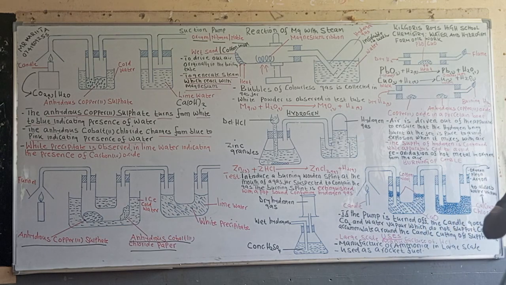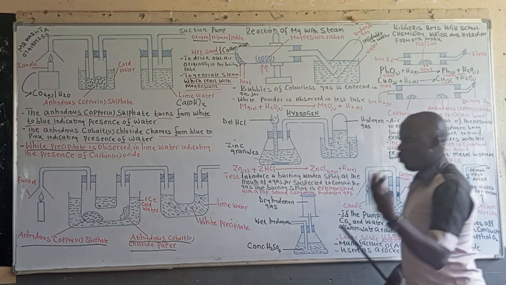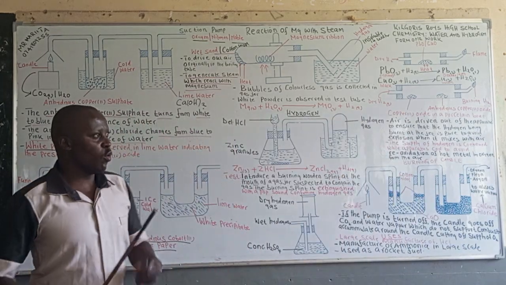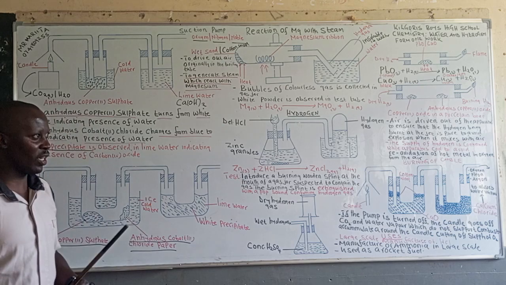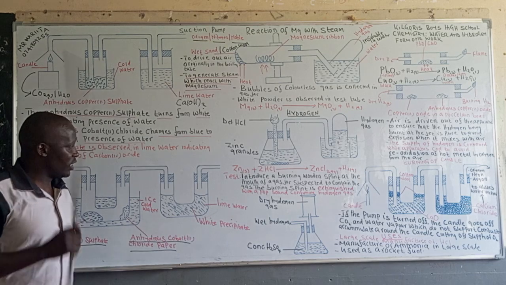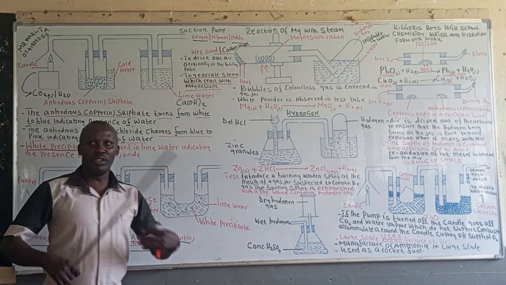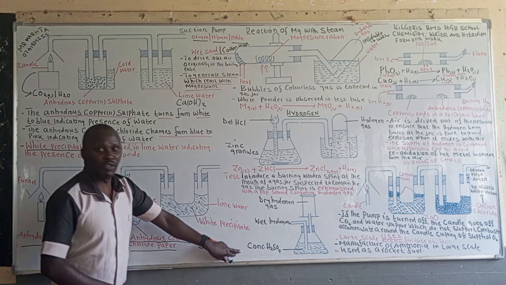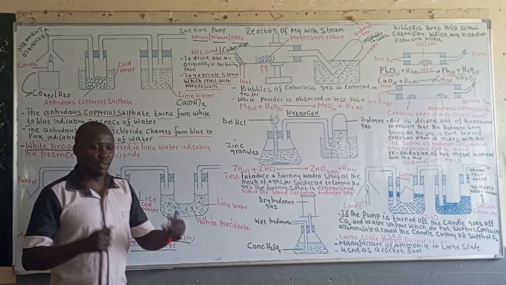The reagents which are normally used to dry gases: one, we can have calcium oxide, we have anhydrous calcium chloride, and also we have concentrated sulfuric acid. So in this case, hydrogen gas, if required to be dry, can be passed through concentrated sulfuric acid, which is able to dry the gas.